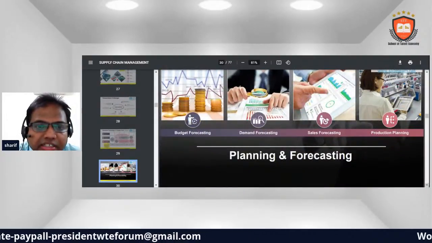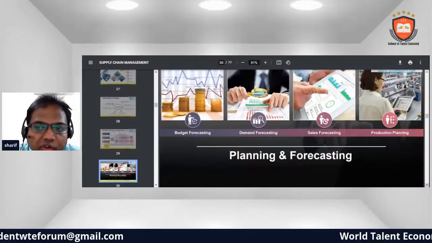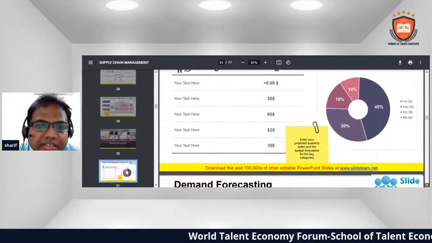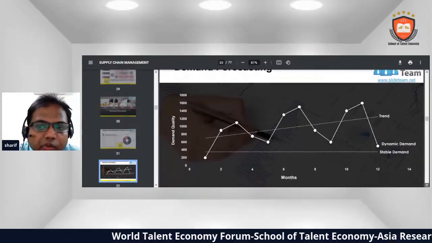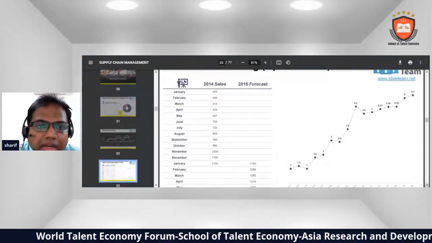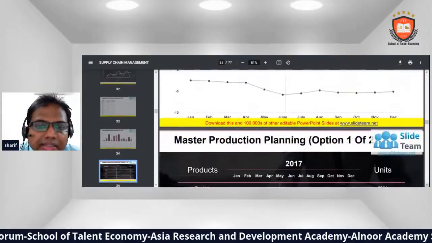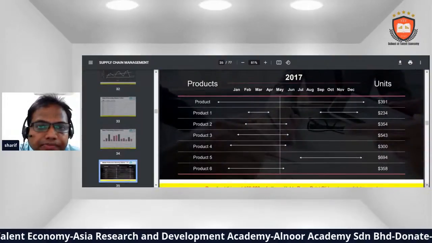Planning and forecasting: budget forecasting, demand forecasting, sales forecasting, product forecasting. Supply chain management budgets are very essential, and demand forecasting, because we have to identify the market. Sales forecasting, how we make the profit, sales, this is very, very important.